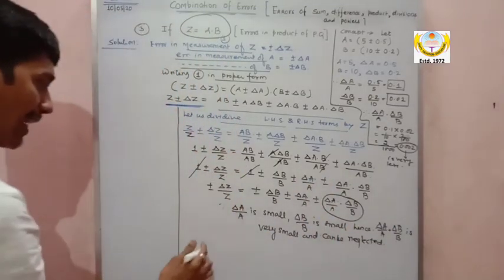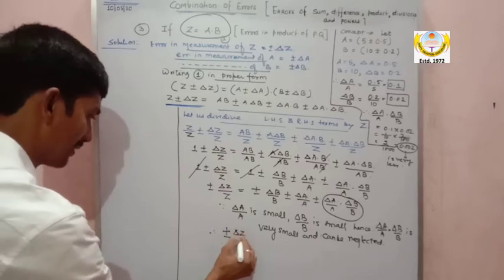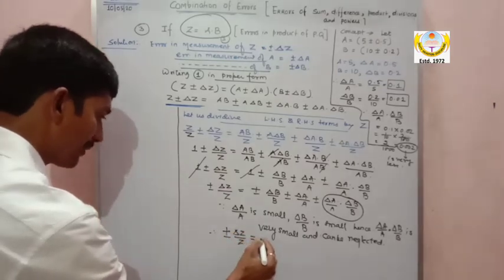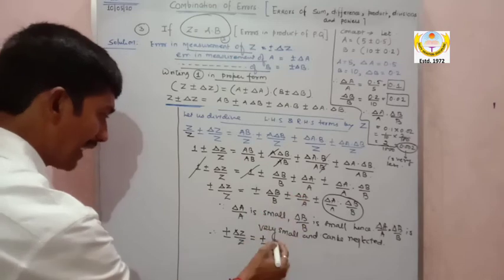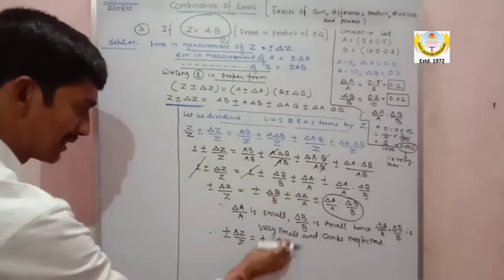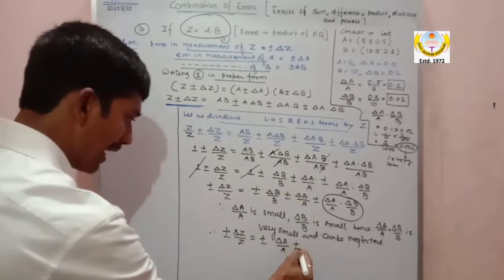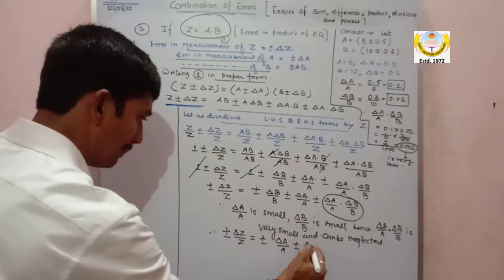So now what is the answer, my dear? The answer is plus minus del Z by Z is equal to plus minus del A by A. I have written A first and plus minus is ahead of that. Plus minus I will write del B by B.